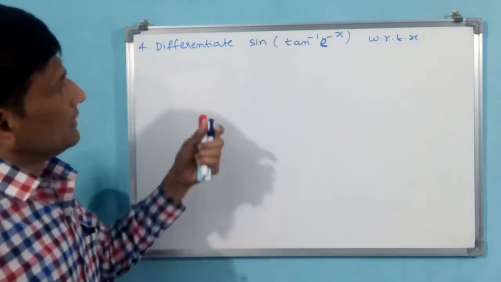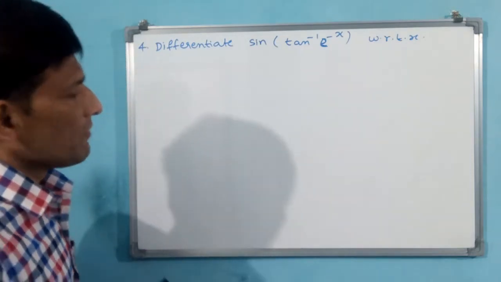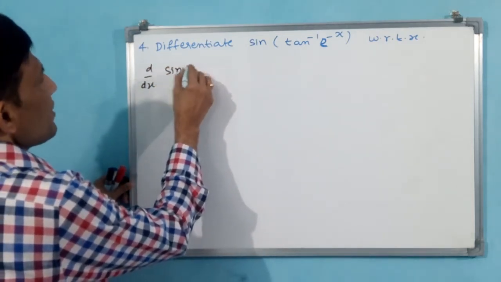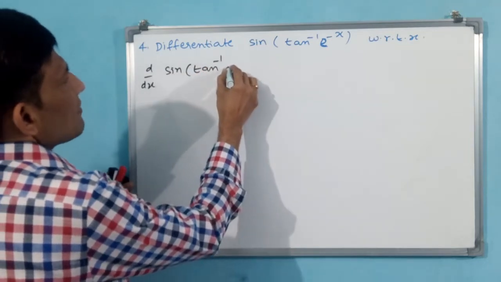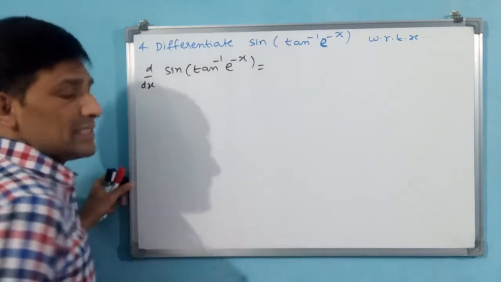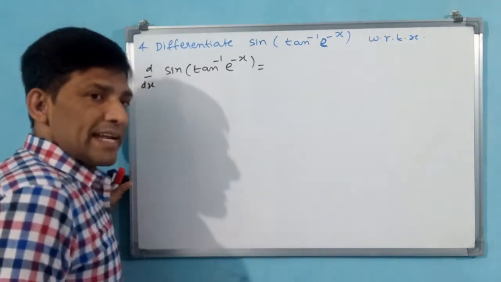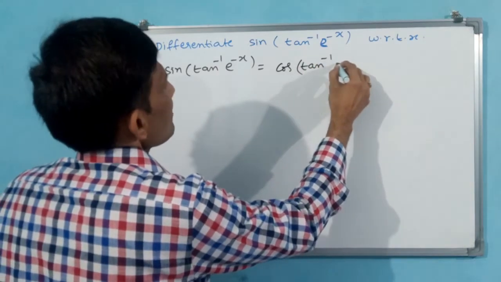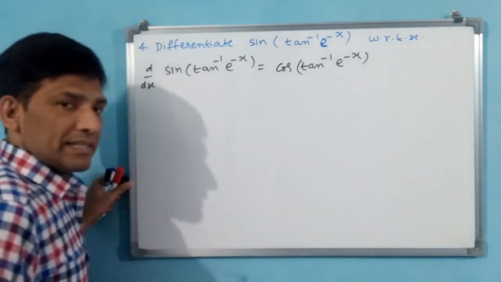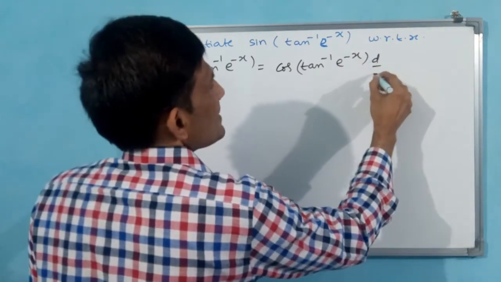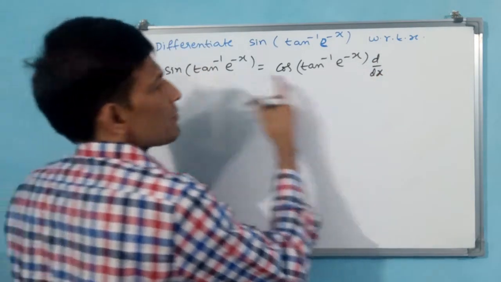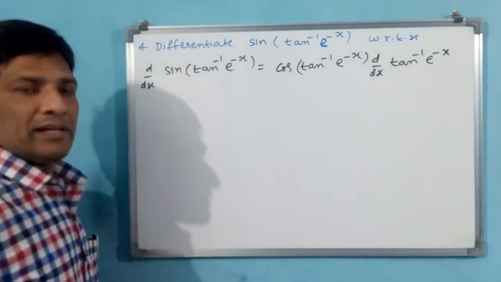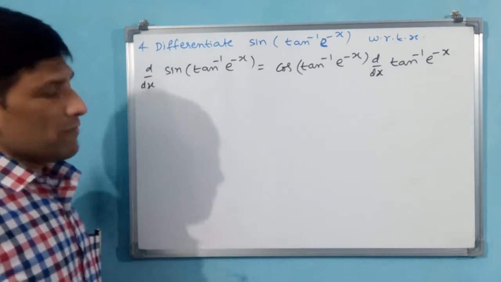Okay. Now let us proceed from left to right. d by dx of sine of tan inverse e power minus x is equal to d by dx of sine x, which is cos, cos of tan inverse of e power minus x, into d by dx of tan inverse e power minus x. Is it okay? Then you proceed further.